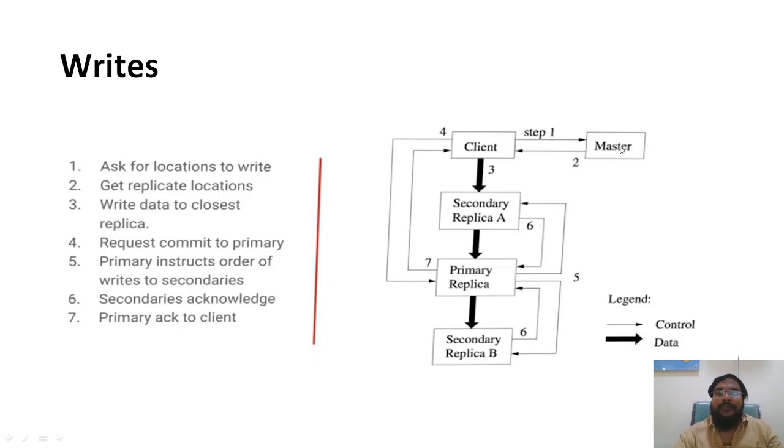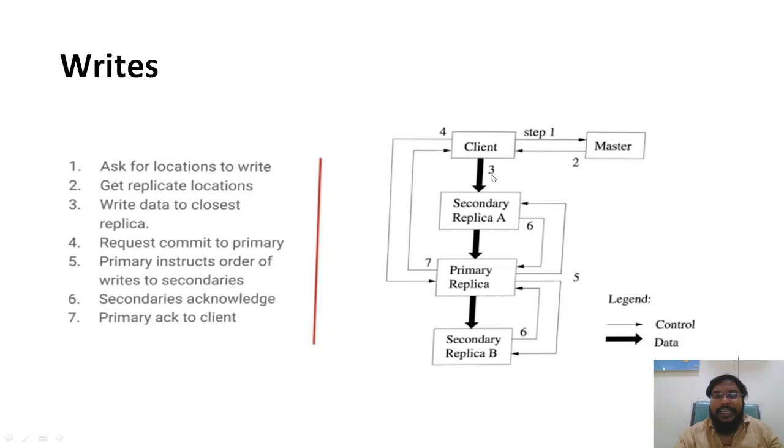Now the master gives a response that these are the three locations, say for example, Andhra Pradesh, Chennai, and Mumbai. These are the three locations where your data is. Now I am located in Vijayawada in Andhra Pradesh, so my closest replica will be Andhra Pradesh, then Chennai, and after that Mumbai, based on the distance from my present location to the other locations.